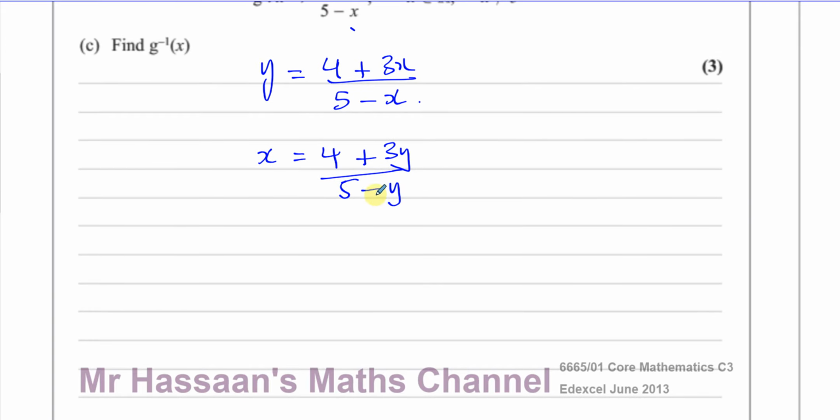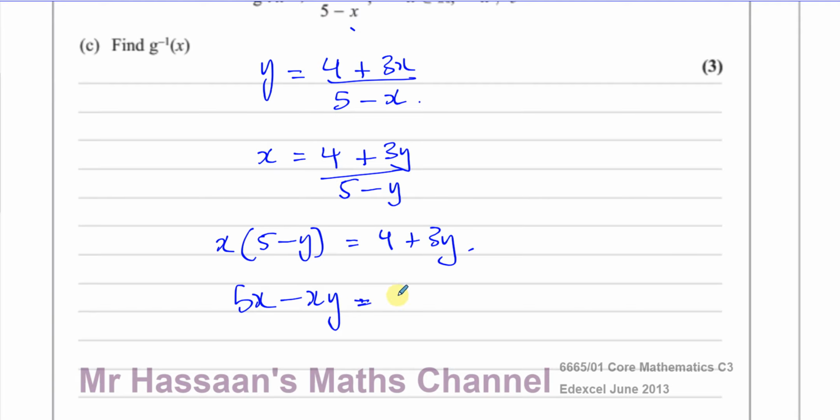So the next thing we have to do is make y the subject of this formula, and then what we get in the end will be the inverse. So we have to get rid of the fraction, multiply both sides by 5 minus y. So you have x times 5 minus y equals 4 plus 3y. And then we can expand the bracket. So we have 5x minus xy equals 4 plus 3y.